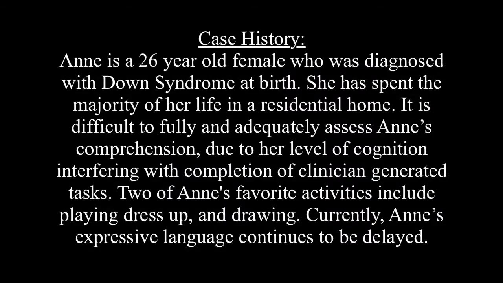Case history. Anne is a 26-year-old female who was diagnosed with Down syndrome at birth. She has spent the majority of her life in a residential home. It is difficult to fully and adequately assess Anne's comprehension due to her level of cognition interfering with completion of clinician-generated tasks. Two of Anne's favorite activities include playing dress-up and drawing.